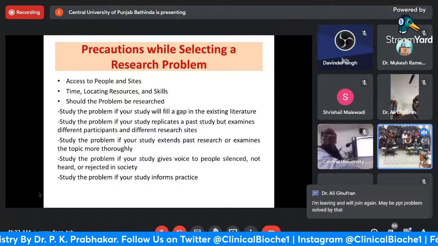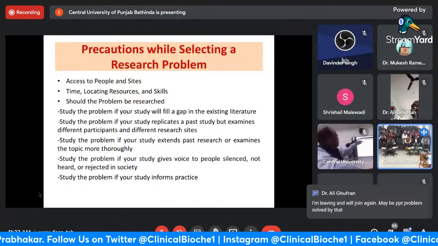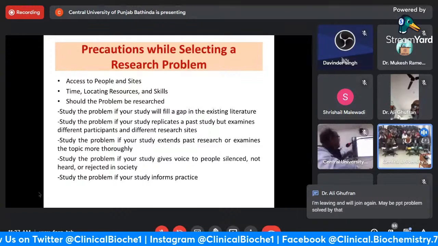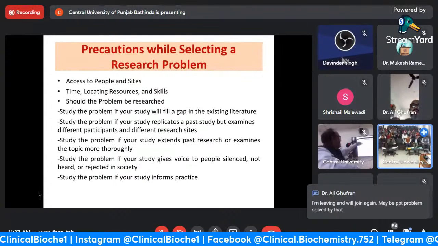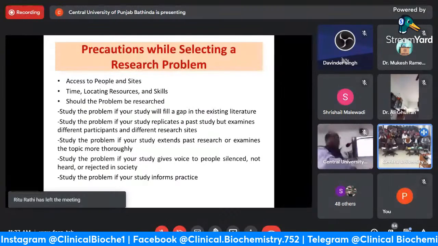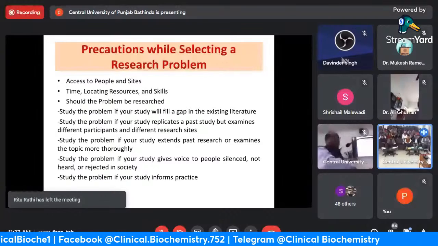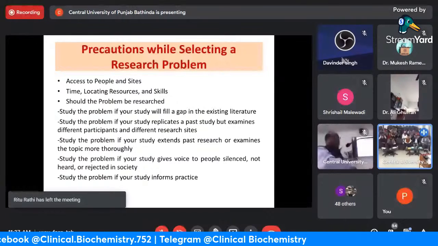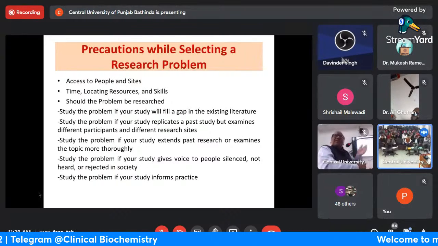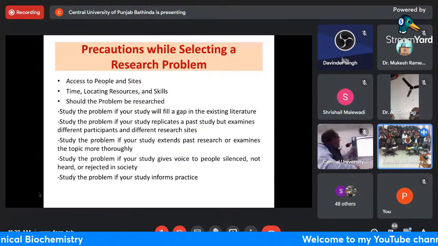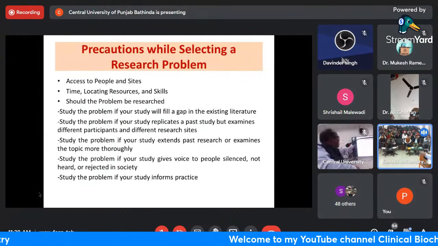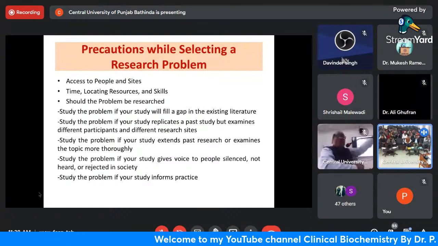Like access to sites, what is the time, locating resources, skills, should the problem be researched? Whether I can have access or not, is it ethical to research or not? These are certain aspects. Whether the study of the problem will fill the gap in the existing literature, there you go for study.